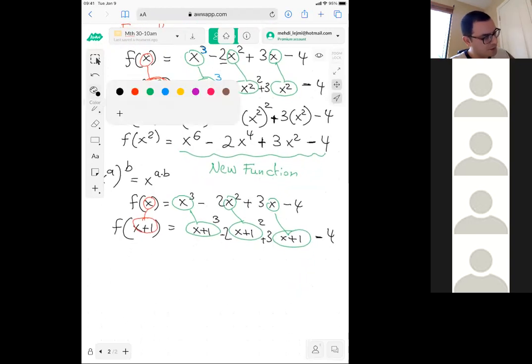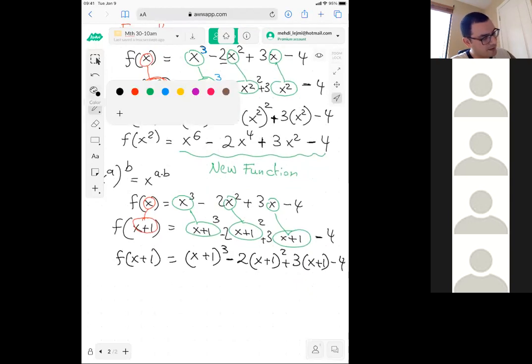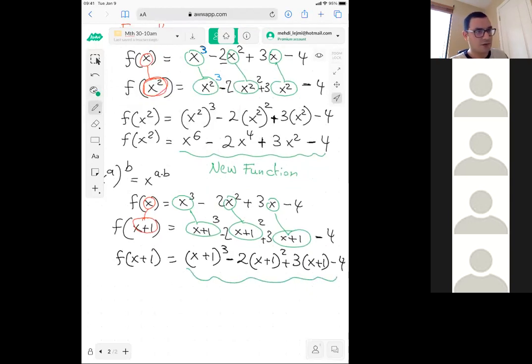So this f of x plus 1 is going to be, and again, guys, you need to think of the circles like parentheses. So this is actually x plus 1 in parentheses cubed, minus 2 times parentheses x plus 1 squared, plus 3 times parentheses x plus 1, and then minus 4. And of course here I get a totally different function. This is a new function, and of course you can try to simplify and distribute all the terms here.